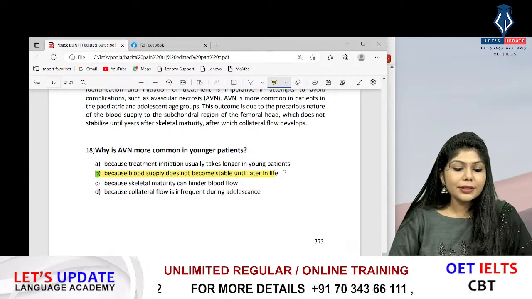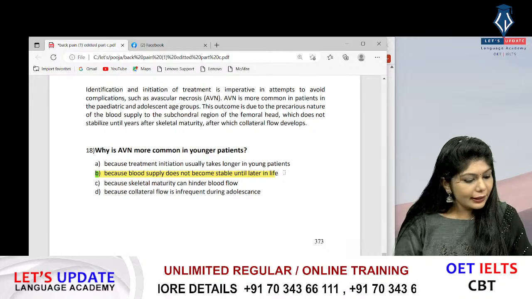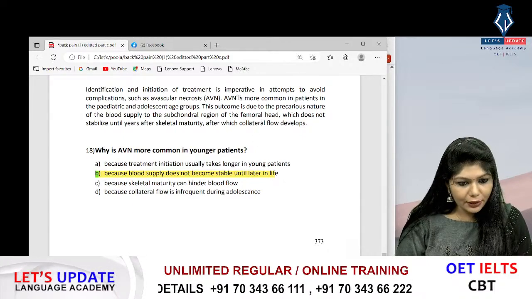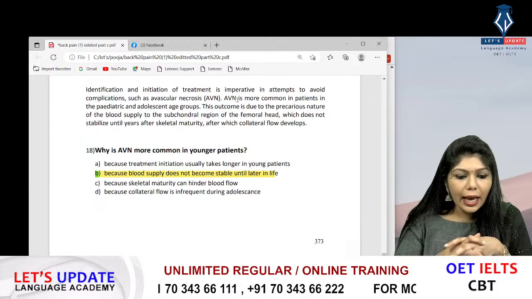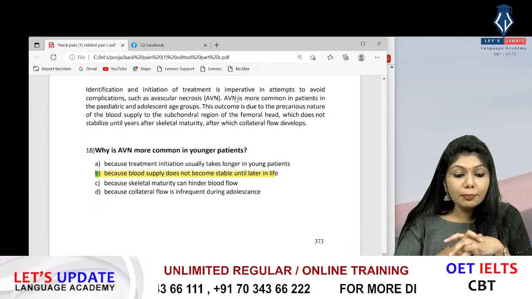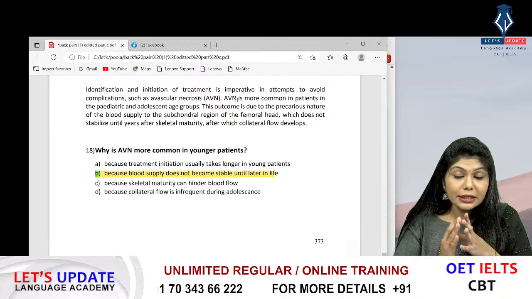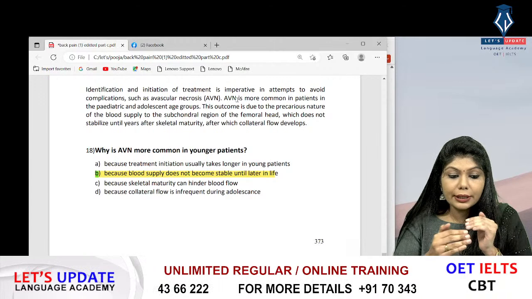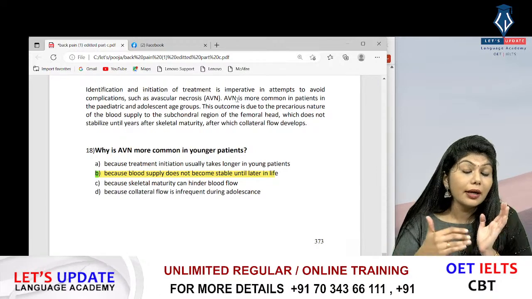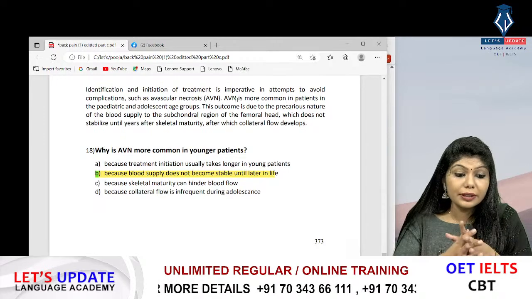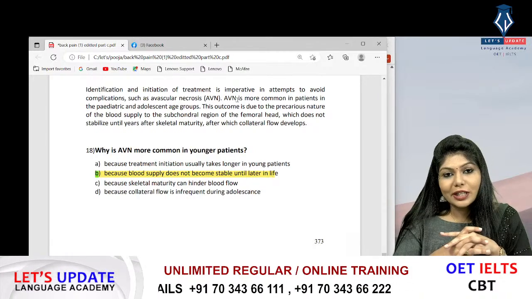Because blood supply does not become stable until later in life. And why is B the correct answer? Because they are saying this: AVN is more common in patients in the pediatric and adolescent age group. That means the younger patients, right? And this outcome is due to the precarious nature of the blood supply to the subchondral region of the femoral head, which does not stabilize until years after skeletal maturity. That means only when they grow up, or reach skeletal maturity, or years after that, probably. So that means much later in life.